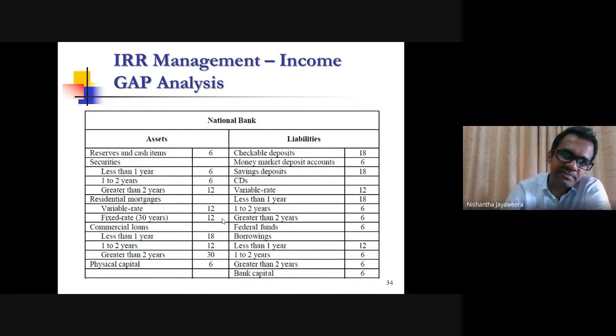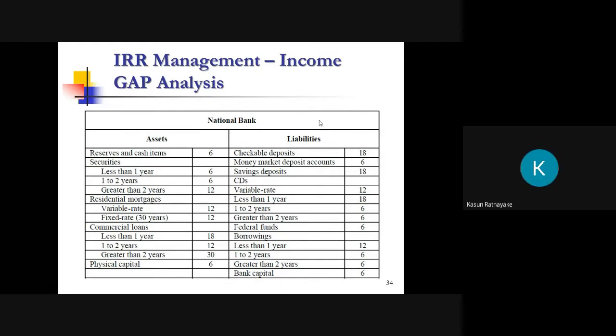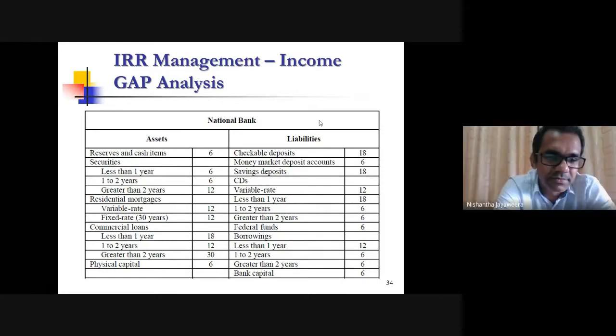So in other words, do you treat both these fixed rate 30-year residential mortgages and physical capital in the same manner? No. Then what is the difference? It should be funded through long-term liabilities. 30-year loans, okay, that's true.